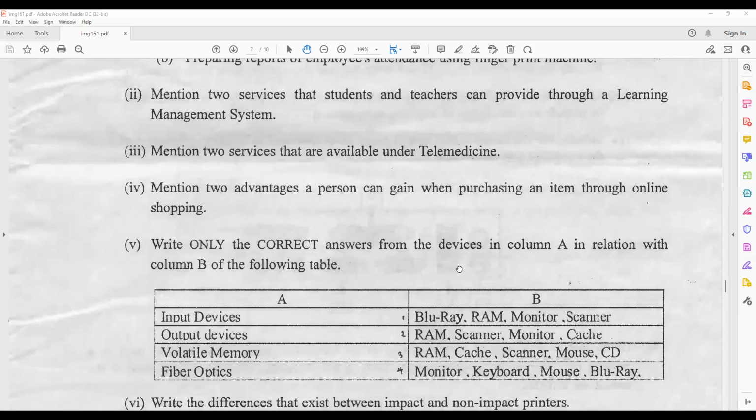Right, only the correct answers from the devices in column A in relation with column B. So you have given a couple of answers, but only one is the correct answer.